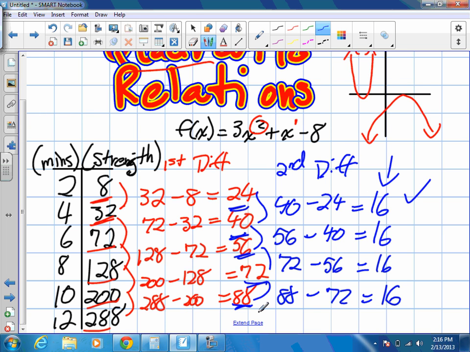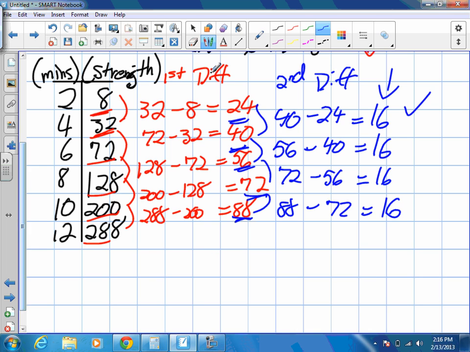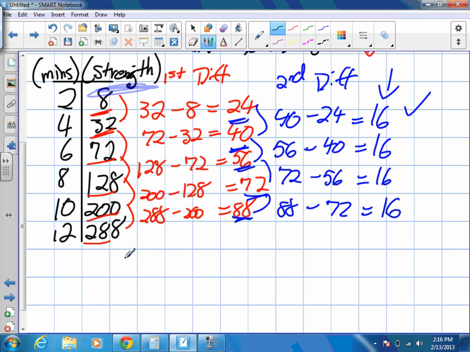Okay? And we're talking about minutes and strength. So every minute that passes, somebody, namely me, gets stronger. So, domain. What is the domain for our minutes? How do I start it? That's right. Because time is consistent, it is continuous. Our lowest value is 2.